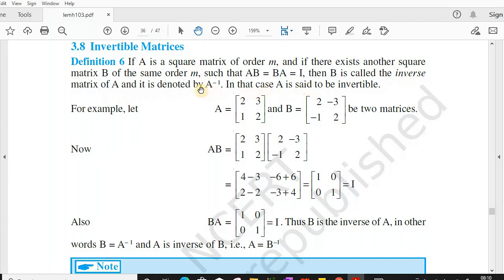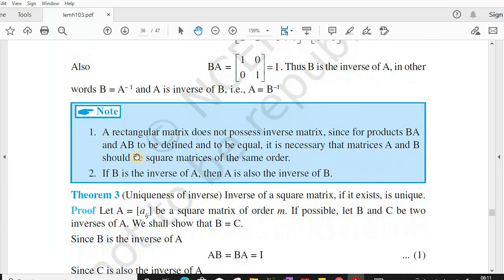In this case, when you have an inverse, you call A invertible. For example, here this is a matrix A, this is a matrix B. If you multiply AB, you get I, and similarly if you multiply BA, you get I. So B is the inverse of A, and A is the inverse of B. It is like 1 and 1 by 2. Keep in mind that if you have a matrix which is not a square matrix, then you cannot find the inverse.